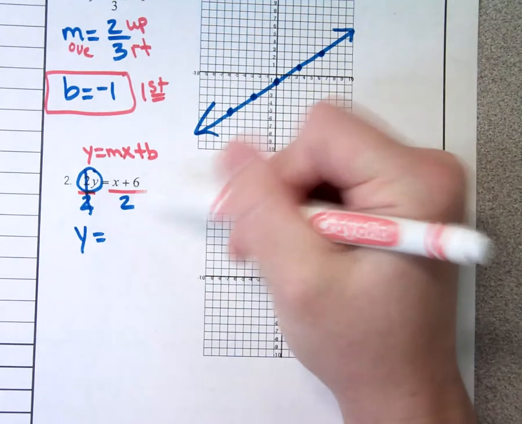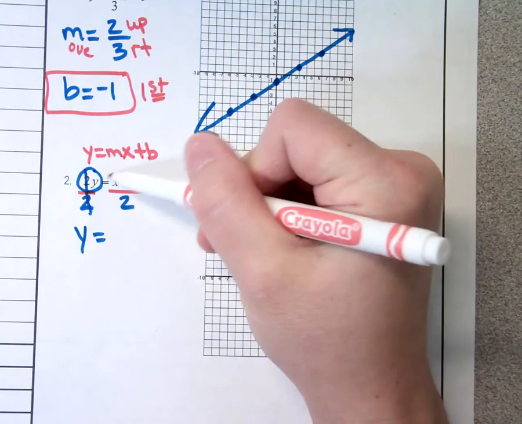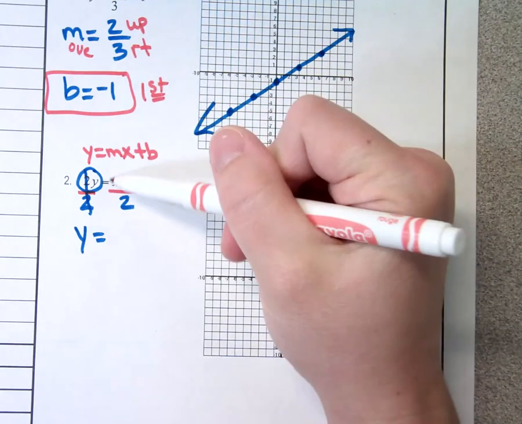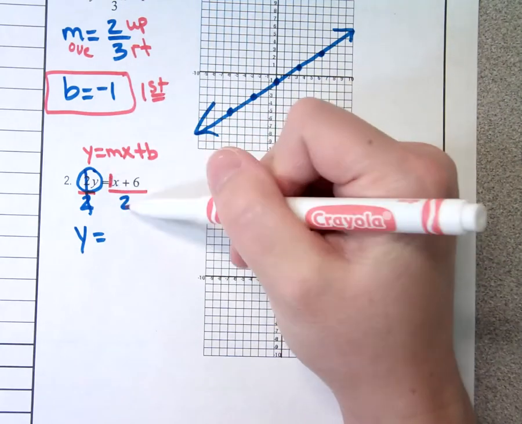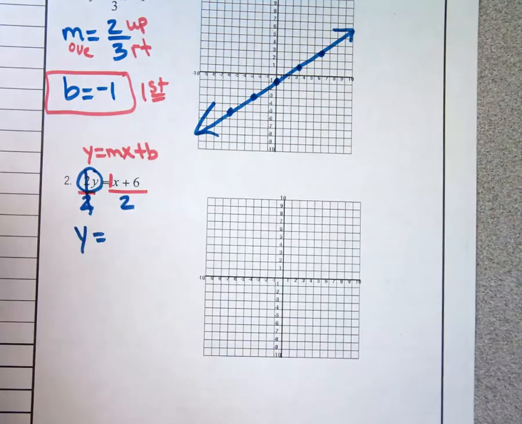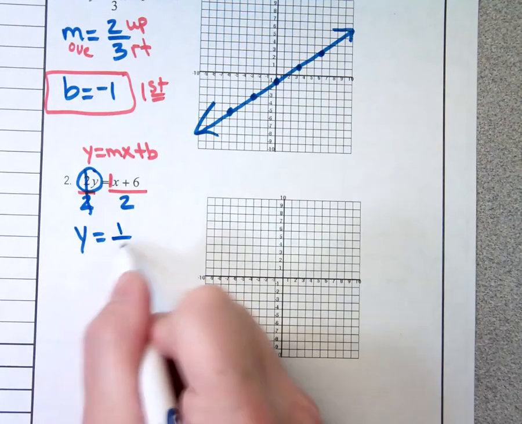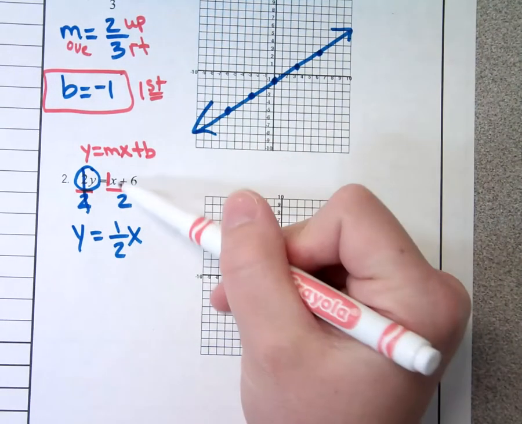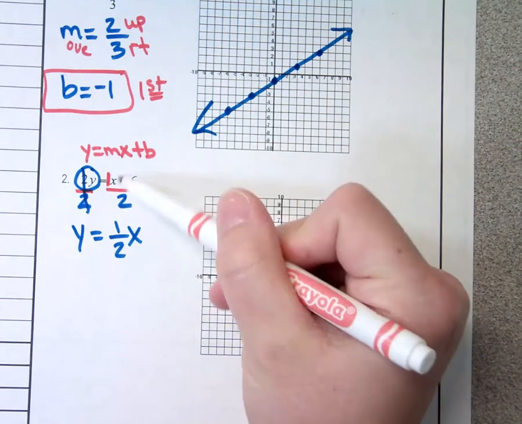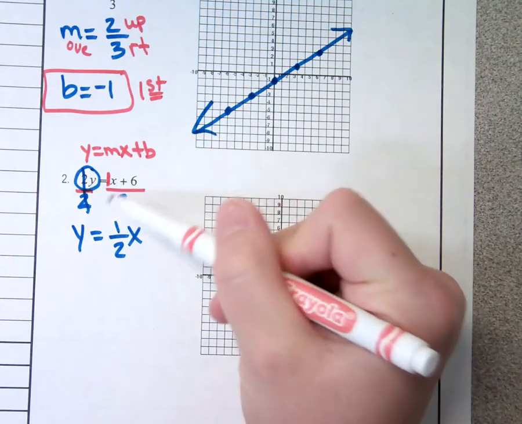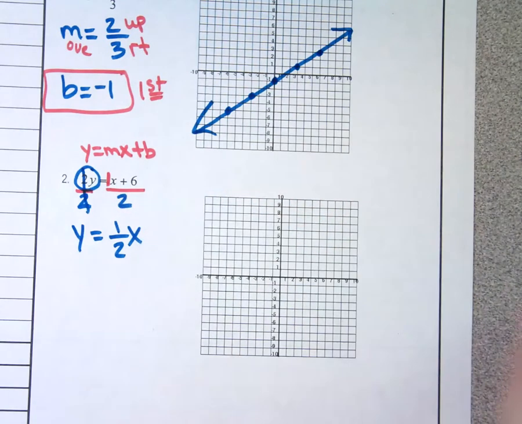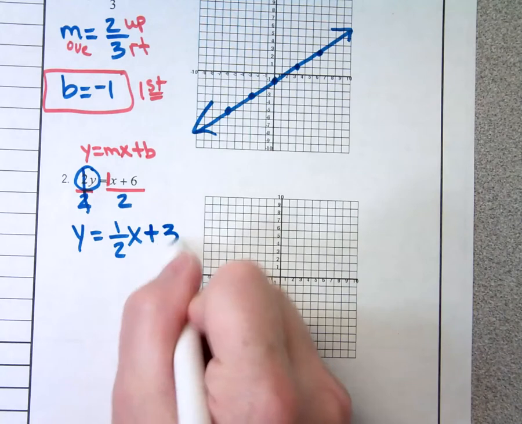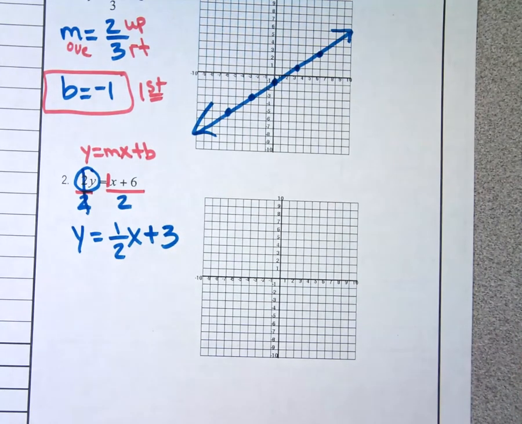And then I'm going to reduce these two pieces. Now remember, what's in front of this x that you don't see? A 1. So does 1 over 2 reduce? Nope, it just stays 1 over 2, so 1/2 x. And then I'm going to try to reduce this piece. Does 6 over 2 reduce? Yep, 6 divided by 2 makes 3, so I put plus 3. Now my equation is in slope-intercept form.